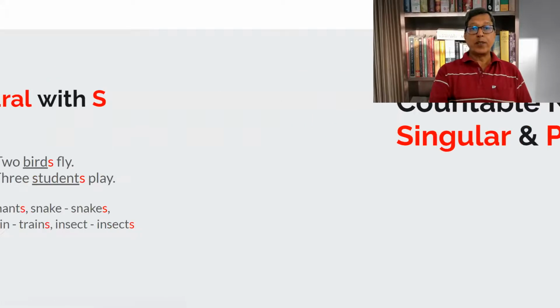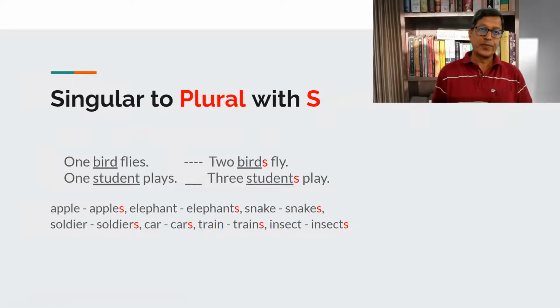So first of all, let's look at the regular way of changing from singular to plural. And the examples are here. The first sentence is one bird flies, and this we change into plural, and that becomes two birds fly. Our focus here is on the noun, that is bird. So we change it to plural by adding S.